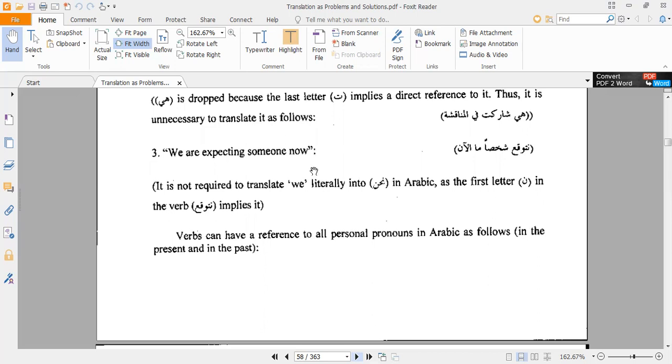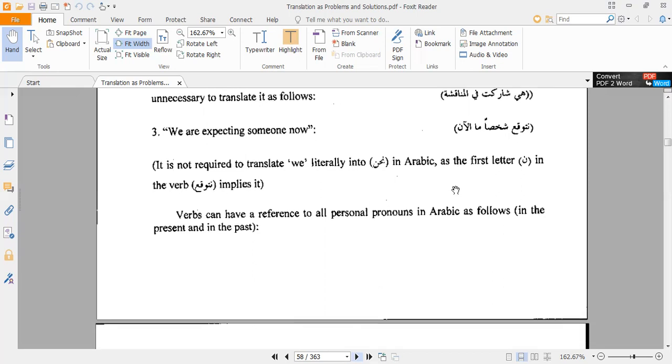We are expecting someone now، نتوقع شخصا ما الآن. Here we is not rendered separately. The reason is that النون in نتوقع refers to or implies نحن. Therefore no need to double translate; ما في داعي إني أترجم we مرتين، مرة نحن ومرة النون مع الفعل نتوقع.